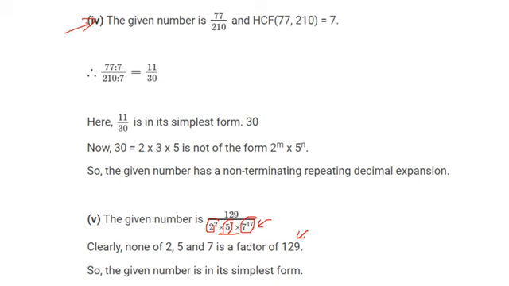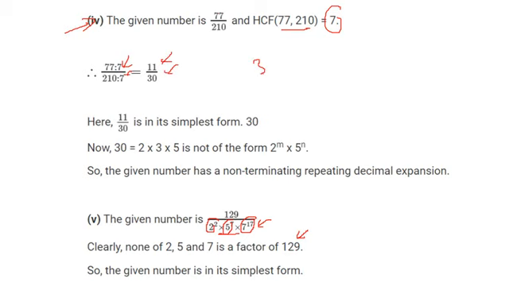But in the fourth part, let us say we are taking 77 by 210. In this, if you find the HCF of 77 and 210, it will be 7. So you divide 77 by 7 and 210 by 7. You get 11 and 30, 11 by 30.